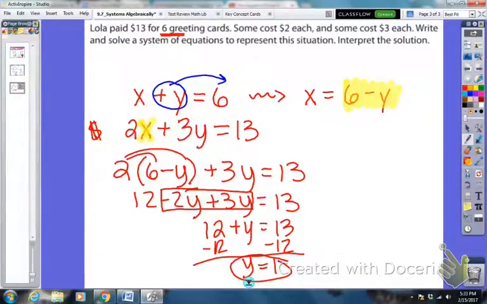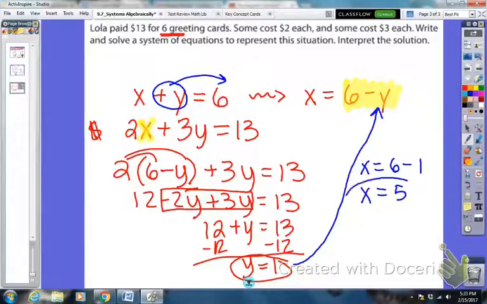So then you can go back to the original, and X is 6 minus Y. Well, we found out that Y was 1, so X has to be 5. So your ordered pair is 5, 1. And what that means is you bought 5 $2 cards, but you bought 1 $3 card.